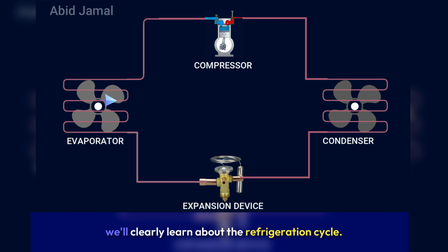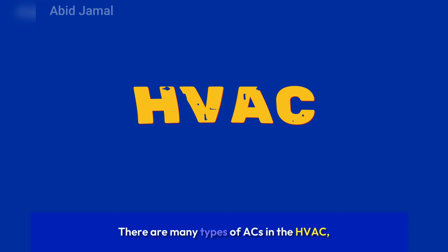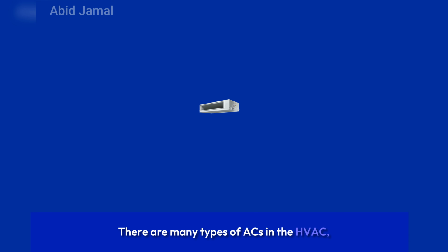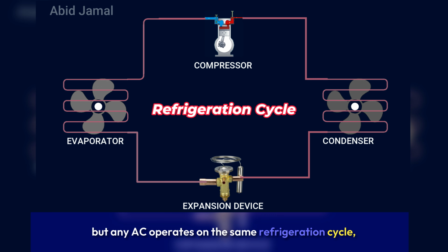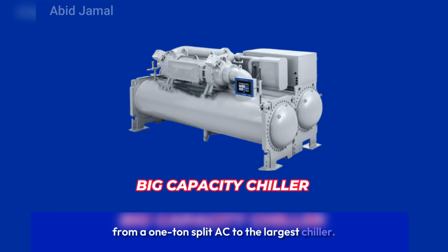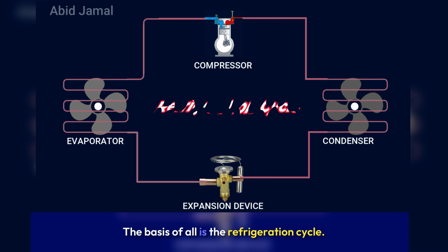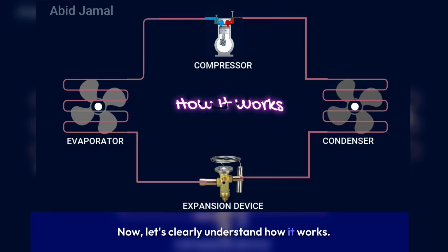In this video, we'll clearly learn about the refrigeration cycle. There are many types of ACs in the HVAC, but any AC operates on the same refrigeration cycle, from a 1-ton split AC to the largest chiller. The basis of all is the refrigeration cycle. Now, let's clearly understand how it works.